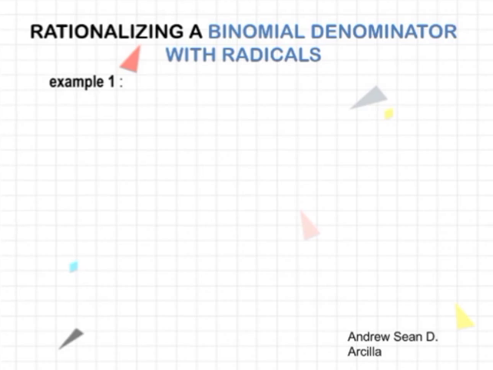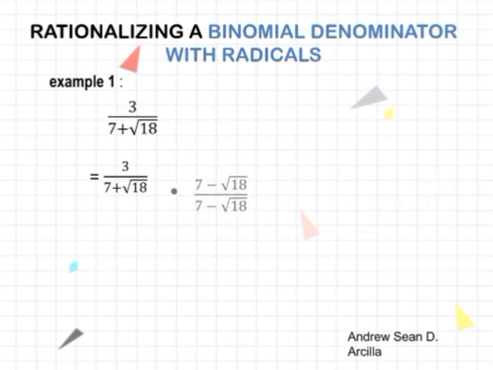Rationalizing a binomial denominator with radicals. 3 over 7 plus the square root of 18. May radical na example natin and paano natin ito tatanggalin? Gagamitin natin ang conjugate method para matanggal to. 3 over 7 plus the square root of 18 times 7 minus the square root of 18 over 7 minus the square root of 18.